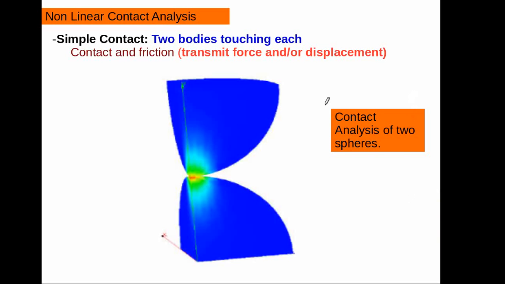In this type of analysis, there is one body and there is another body. Both bodies touch each other, and there will be a contact between them. They transmit forces as well as friction, and there will be contact pressure involved at this zone.